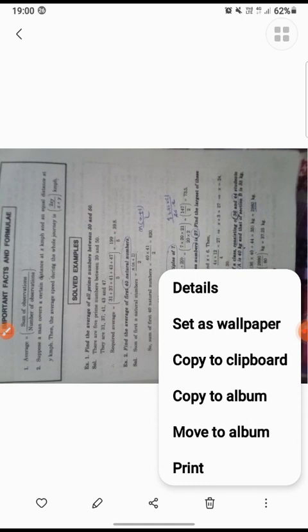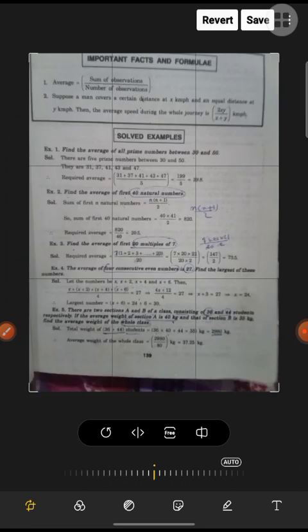Find the average of all prime numbers between 30 to 50. So the primes are 31, 37, 41, 43 and 47. Dividing by 5 we will get 39.8. Find the average of the first 40 natural numbers. So the sum of natural numbers is n into n plus 1 by 2, 40 into 41 by 2 equals 820. 820 by 40 natural numbers means 20.5.